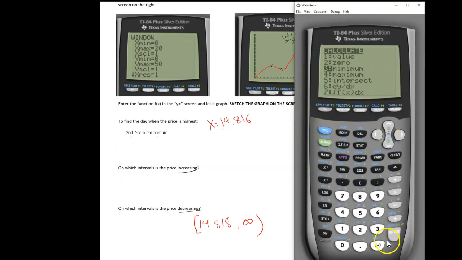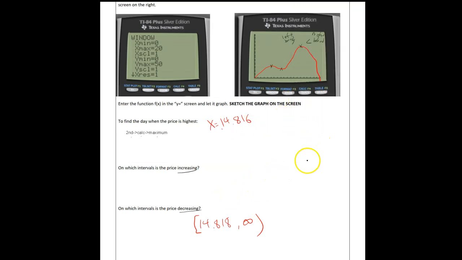So I'll do second calc minimum, and you can do this along with me as well. And then left bound, right bound, I'm going to highlight that point. And it's going to be kind of hard to see what I'm doing because that left bound is in the way I set up my window. So left bound, I just point to the left of where I know that minimum is, and right bound, I'm going to go over here somewhere and hit guess. And then it finds that point. And notice here, I'm going to round to 5 as my minimum. So I'm just going to make a note here, minimum equals 5.